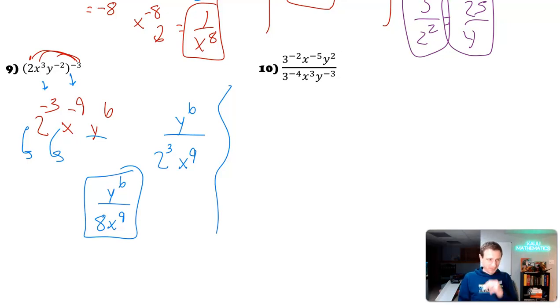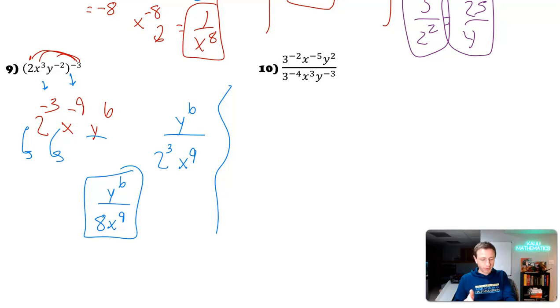And number 10, I have 3 to the negative 2 over 3 to the negative 4. So I have the same base of 3. I have x to the negative 5 over x to the 3rd, same base of x. Y to the 2nd over y to the negative 3rd, same base of y. So we have the same number being raised to an exponent here, and 2 same variables. So we have to simplify, and then we can deal with the negative exponent.